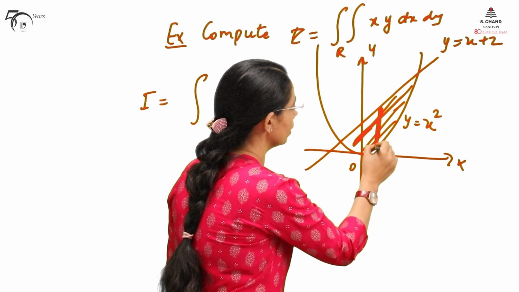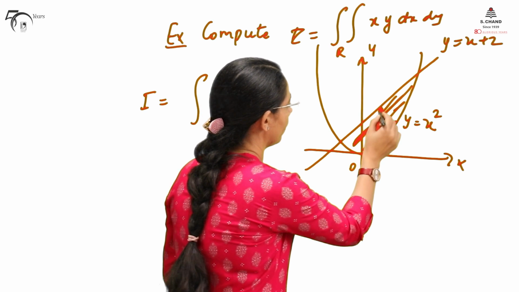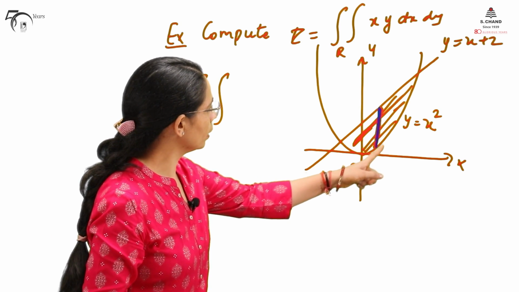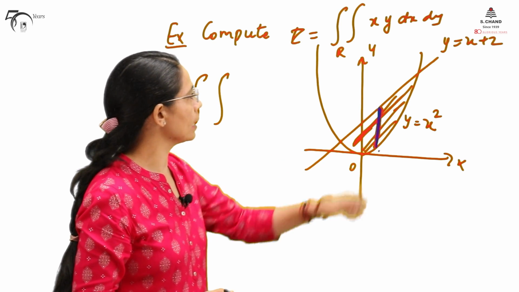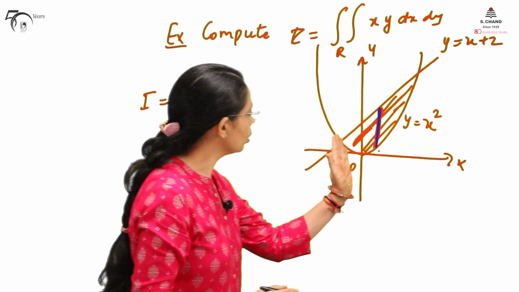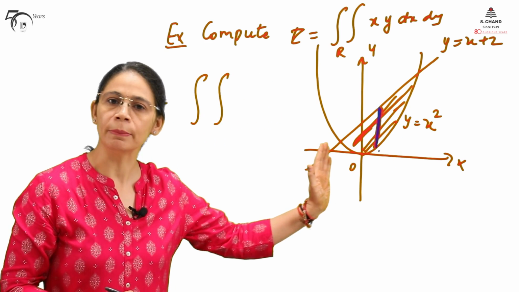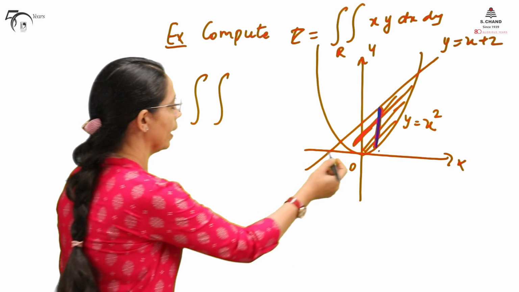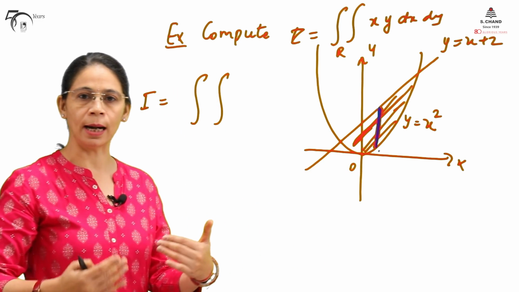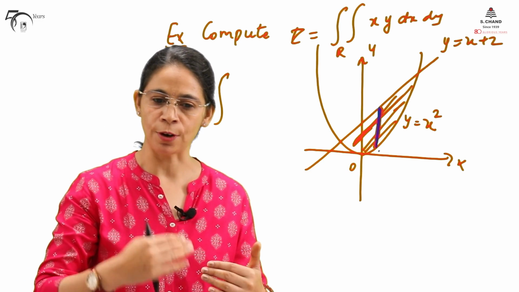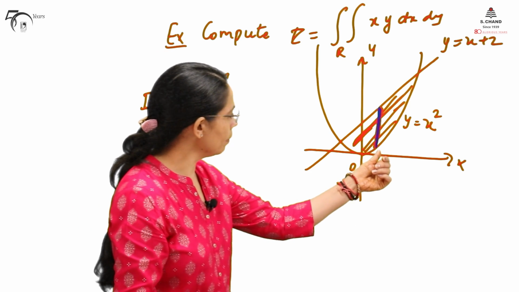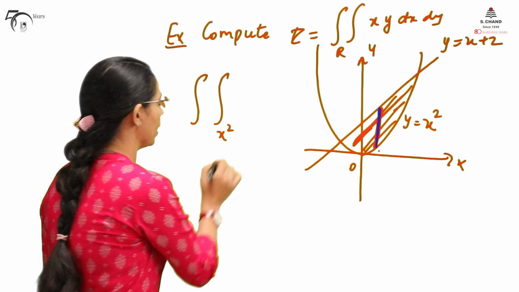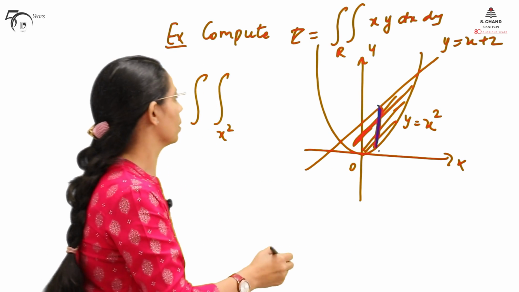So if we are taking the strip here, the lower end is lying on this parabola and the upper end is lying on this line, and throughout this region the pattern remains the same. That is why we will take the limit of y. As I said, the limit of y will be taken from bottom to top. So the bottom is lying on this parabola. So y is going from x square to x plus 2.